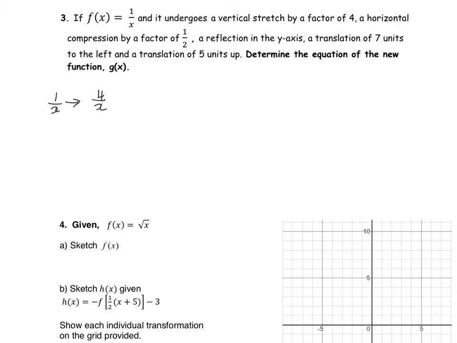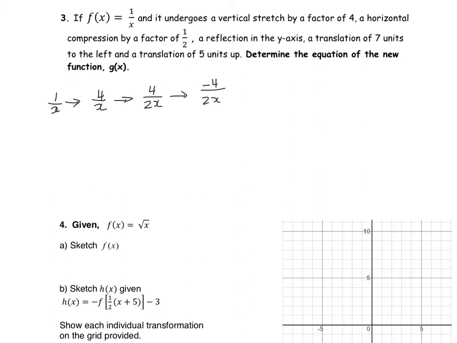Then it goes a horizontal compression by a factor of 1 over 2. Since the factor is 1 over 2, remember that compression is 1 over b. So our b is 2. So this becomes 4 over 2x. A reflection in the y-axis, so we multiply 4 over 2x by negative 1, so it became negative 4 over 2x.